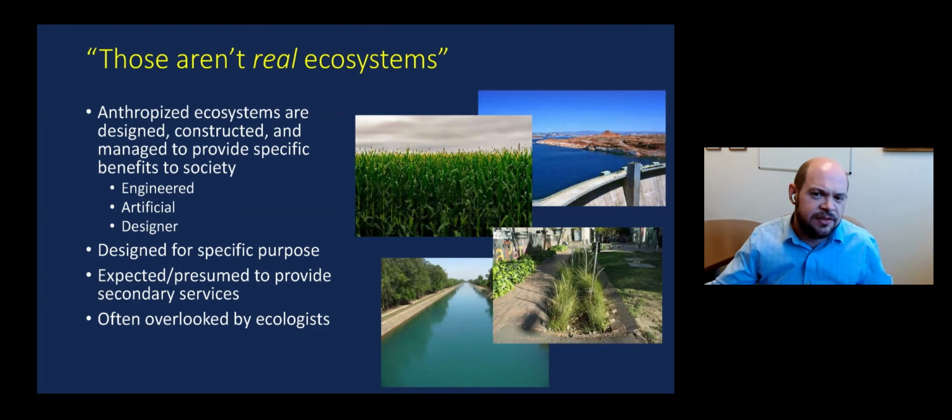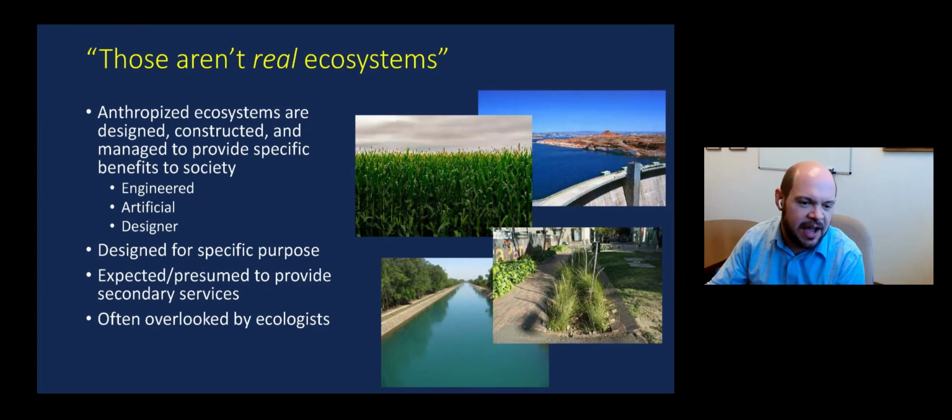Agricultural areas are recently expected to provide carbon sequestration in the soil. Bioretention cells are expected to provide pollinator biodiversity in urban landscapes. And irrigation canals are expected to potentially provide, I've seen even solar panels over top of them. They do provide irrigation sources as well as drainage.